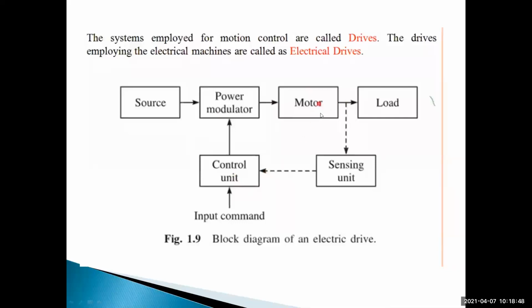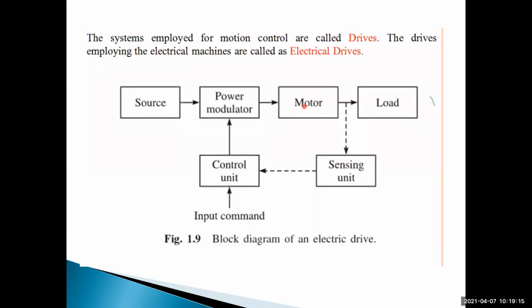For example, this is called a DC series motor. The DC series motor under starting condition has high starting torque and the speed is very low. At starting condition, what is the requirement for a DC series motor in traction? High starting torque. In traction, high starting torque is required.